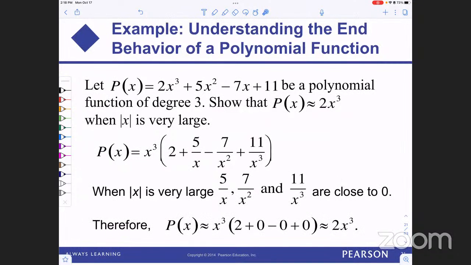And so here's a type version of what we just did. You can see where they factored out x cubed. And then when the absolute value of x is very large, these 3 terms get fairly close to 0. So they essentially go to 0. So therefore, the original polynomial is approximately x cubed times this, which is approximately 2x cubed, right?